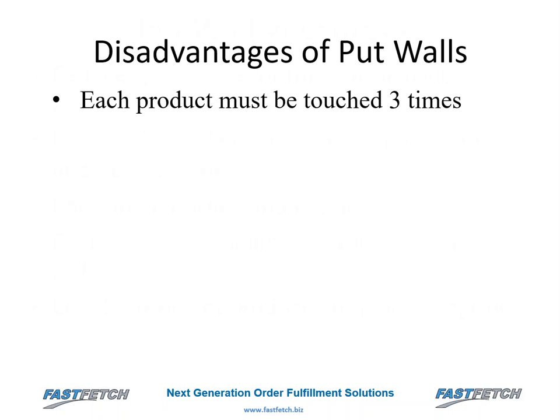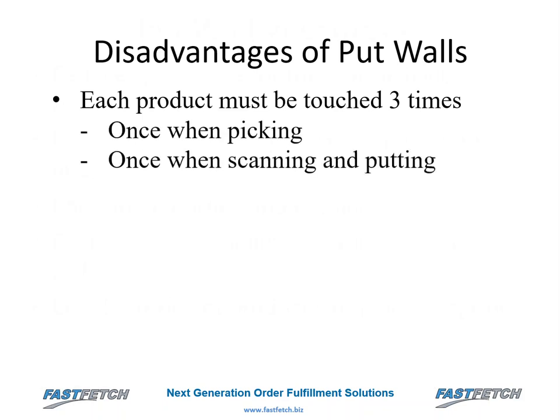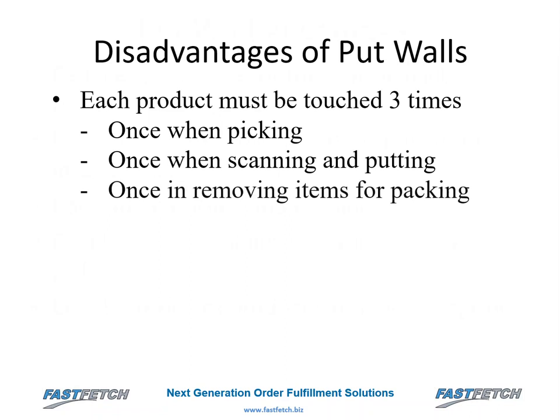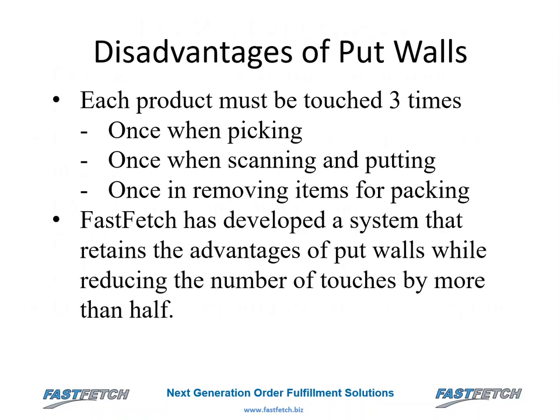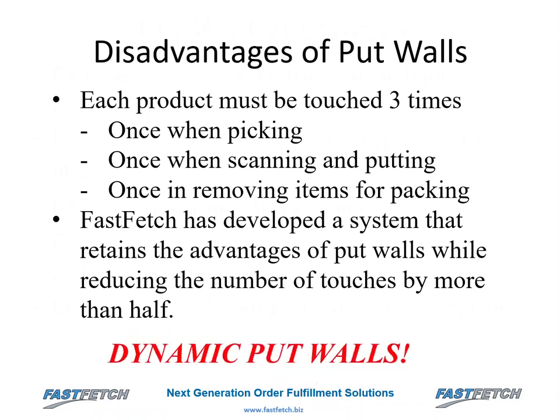Unfortunately, there are drawbacks to put walls since products must be touched 3 times. Once when picking, once when scanning and putting, and once when removing products from the put wall slot for packing. FastFetch has developed a system that retains the advantages of put walls while reducing the number of touches by more than half. We call this system dynamic put walls.